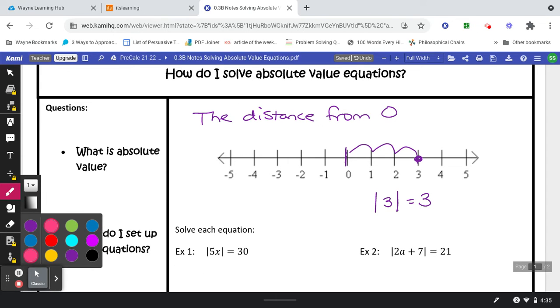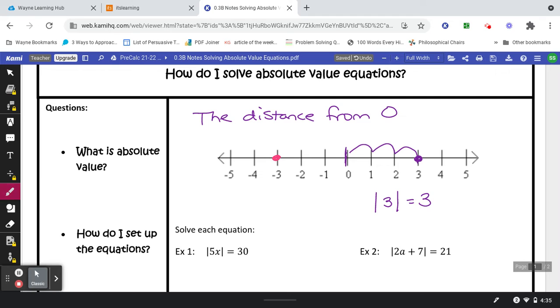However, if you're coming from the opposite direction, negative 3, it still requires 1, 2, 3 steps to get over to 0. So we say the absolute value of negative 3 is also 3. That's why you've probably heard that the absolute value is always positive.